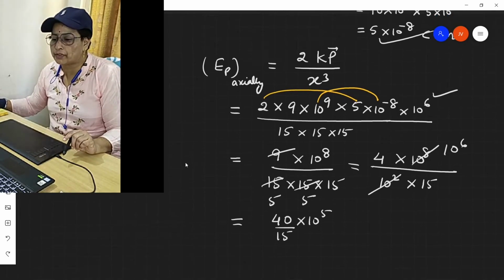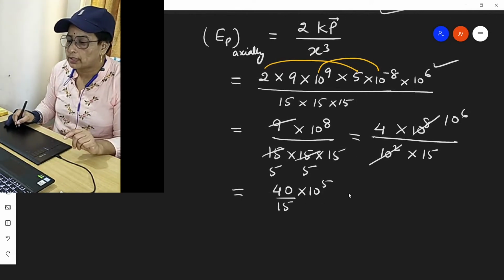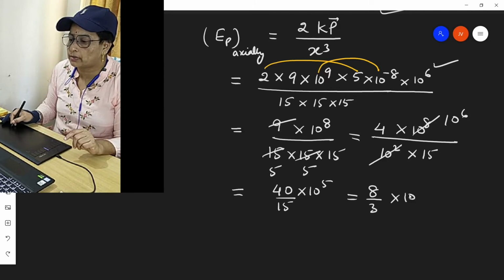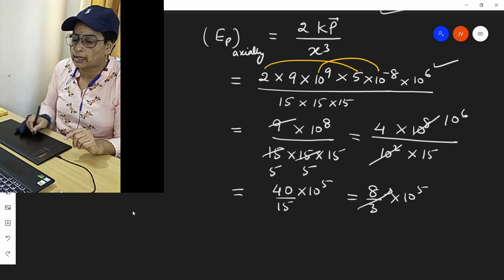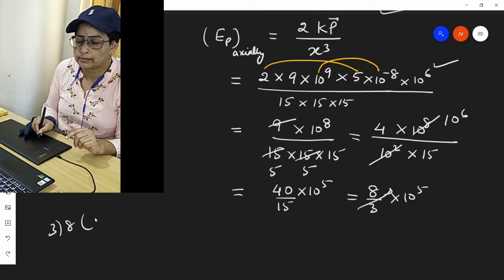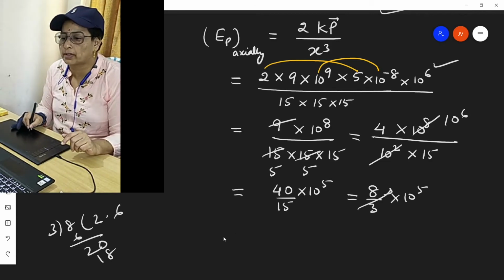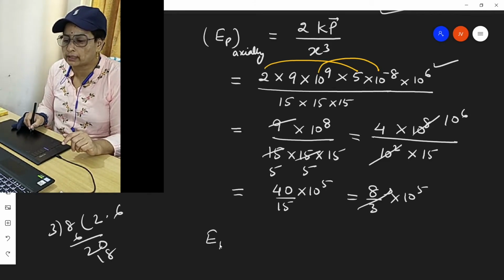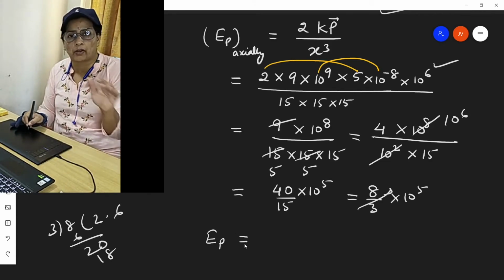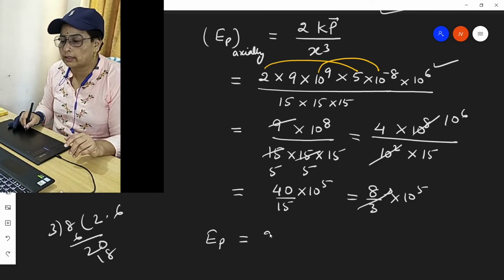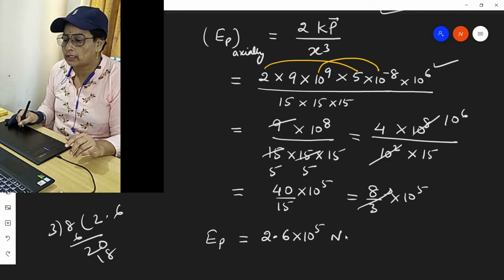40 by 15. Let's go for the 5 table. So we have here 5 8s 40, 5 3s 15, into 10 to the power 5. 8 by 3 is approximately 2.6. So the electric field at the point P, which is placed along the axis, is 2.6 into 10 to the power 5 newtons per coulomb.